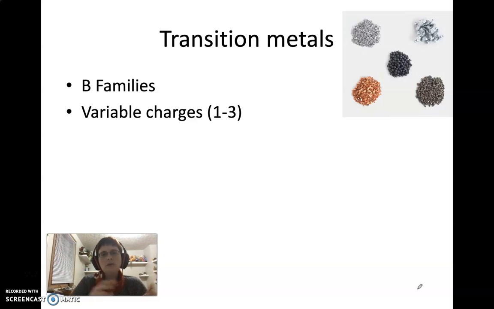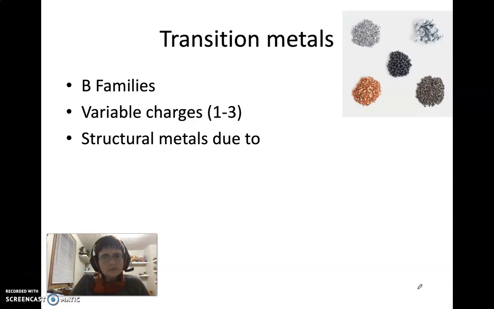They can have anywhere from 1 to 3, and some of them, like for example iron, can have different versions of it. So it can have a 2 or a 3. So yeah, they're kind of weird. So these are pretty much all structural metals. So we use them. These are things like zinc, silver, gold, lead. They're all in that group.